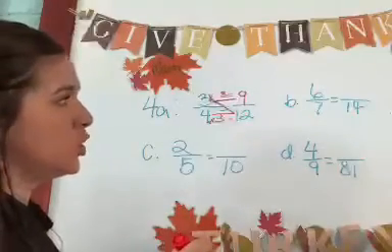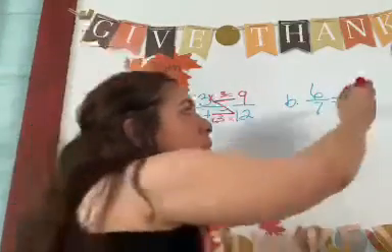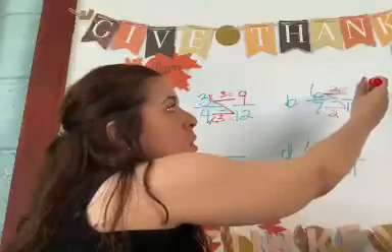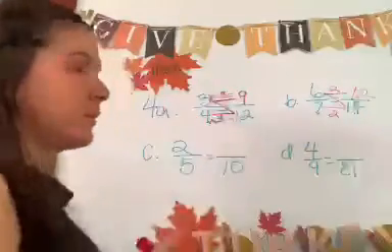the new numerator, okay? So what you do is, look, I'm going to show you again. You draw a backward Z like that. 7 times what equals 14? 2. So 6 times 2 equals what? 12. Okay?